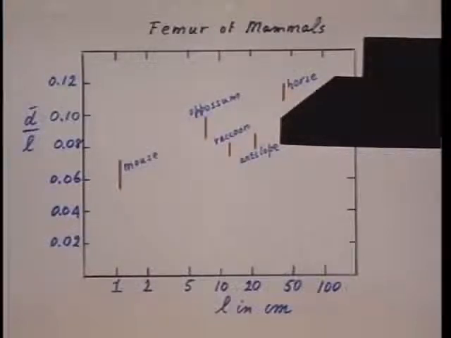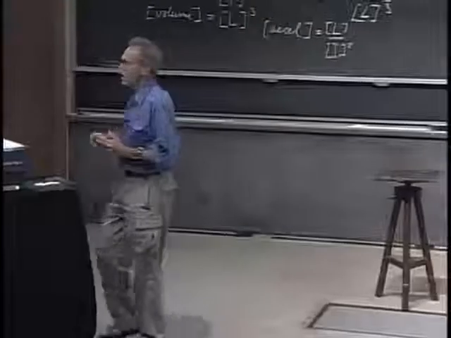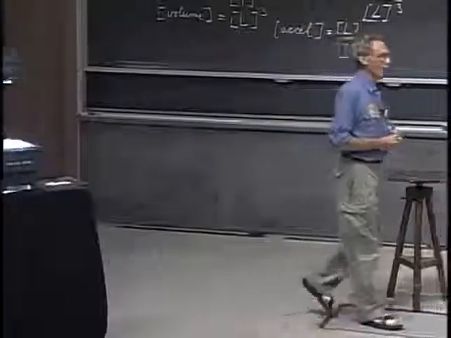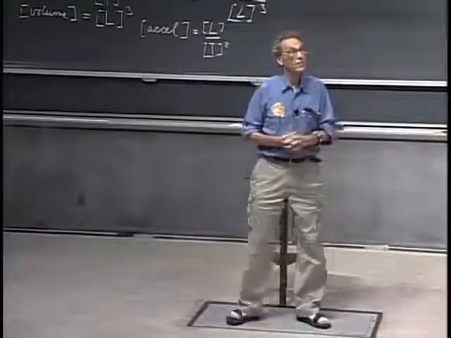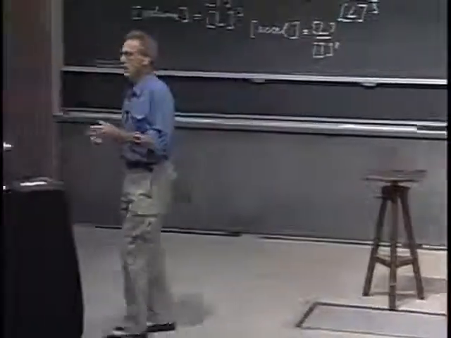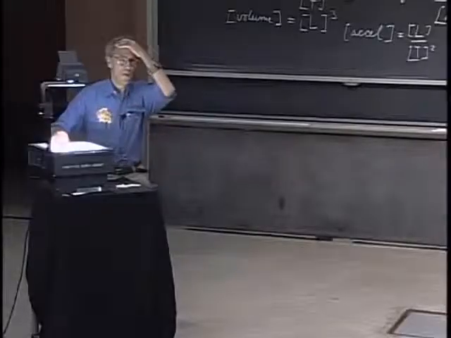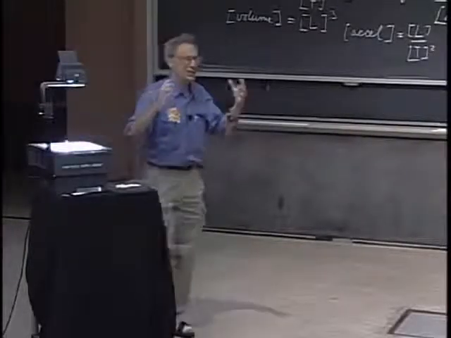Because look, the horse is 50 times larger in size than the mouse. The difference in d over L is only a factor of 2. And I expected something more like a factor of 7. And so, in d over L, where I expect a factor of 7, I only see a factor of 2. So I said to myself, oh my goodness, why didn't I ask them for an elephant?